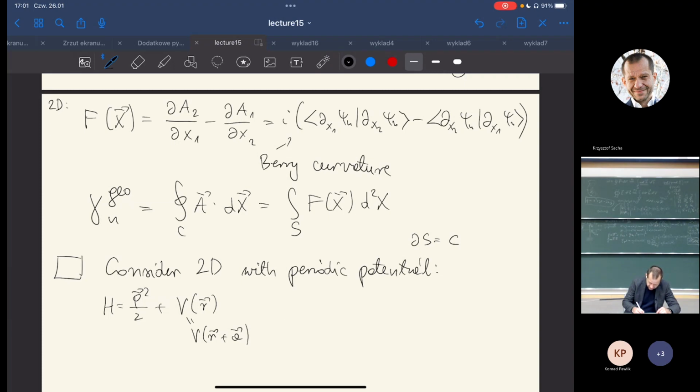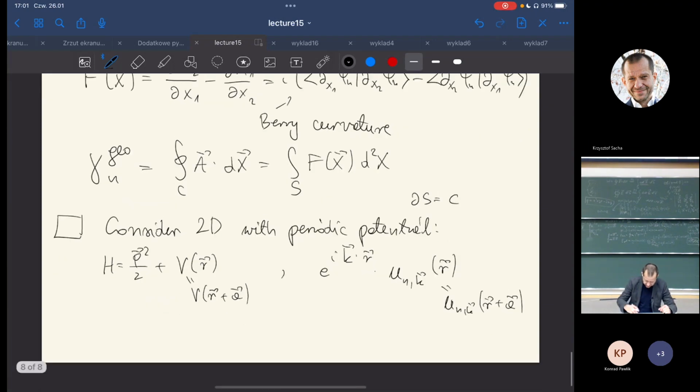Then, of course, we know that Bloch theorem allows us to write the eigenstate of this Hamiltonian in the following form. We have the band index, we have the quasi-momentum, and remember that this quasi-momentum is a two-dimensional vector, and this U function is periodic with the period of our potential, the spatial period of the potential.